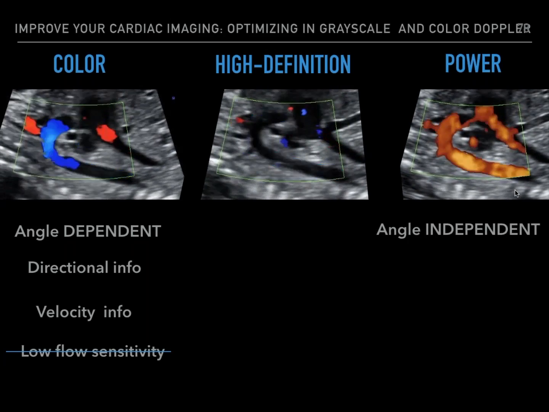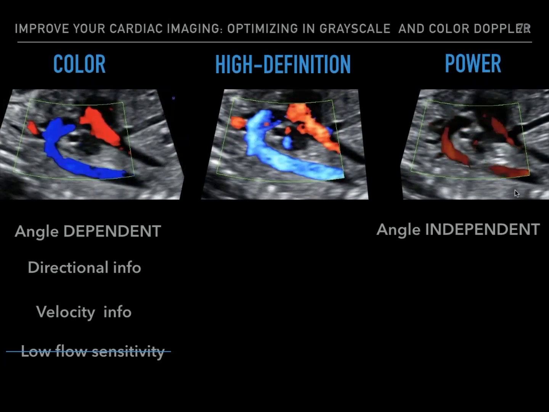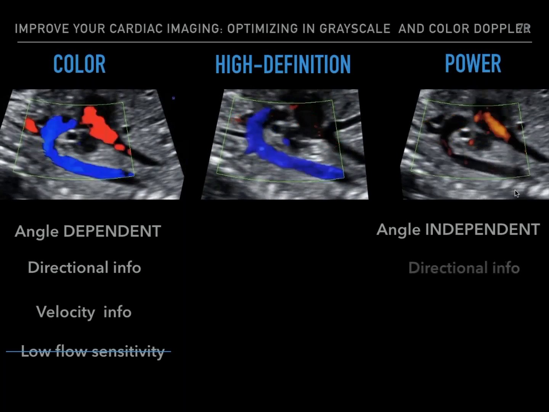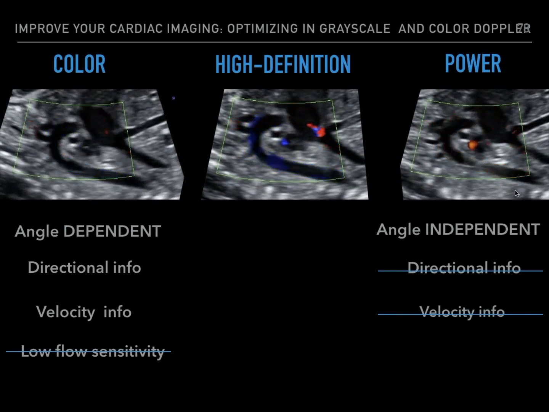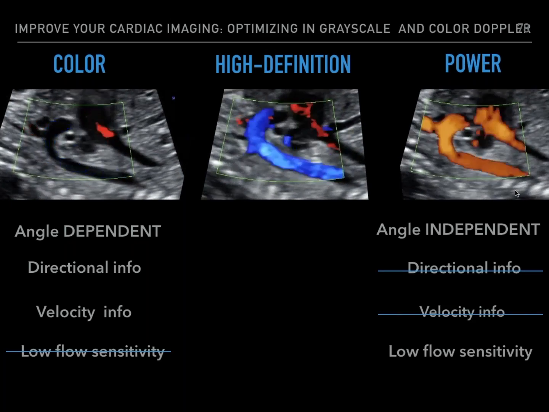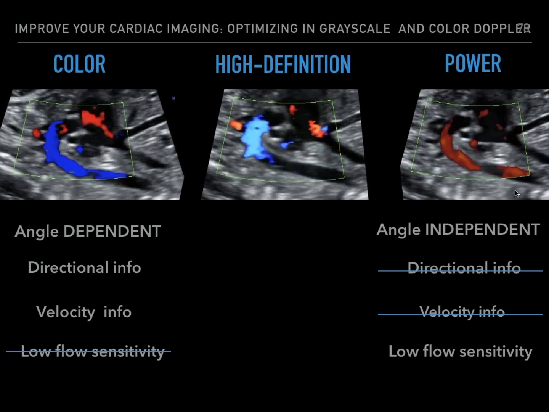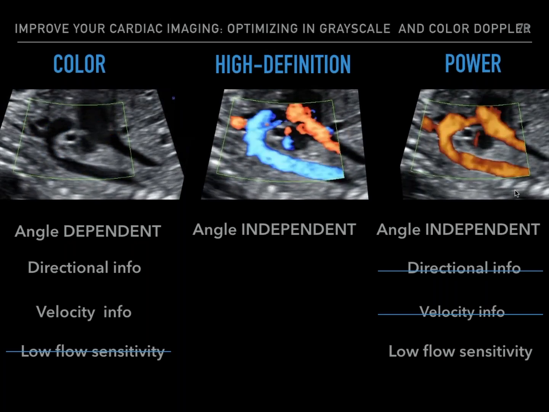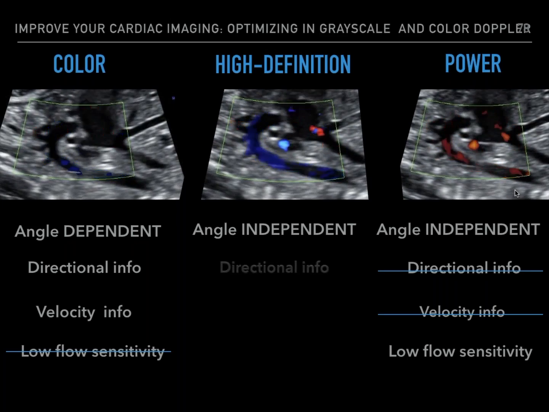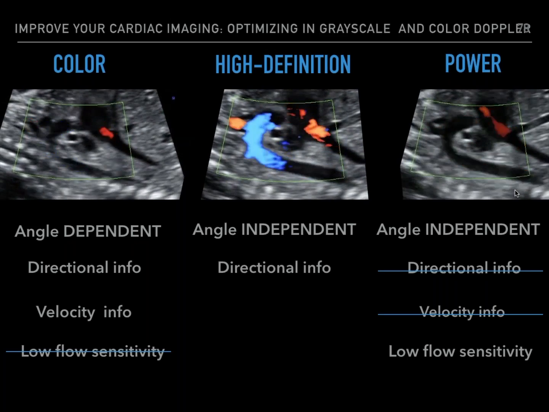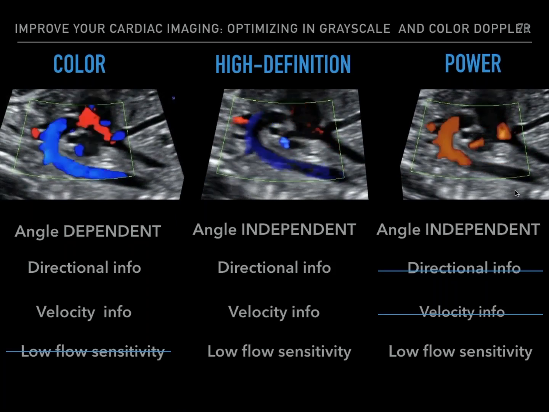Power Doppler is angle independent, being able to detect right angles to the beam, does not provide directional information, as we all know, and velocity information, and has the ability to have high detection for low flow sensitivity. High definition Doppler, on the other hand, is also angle independent, just like power Doppler, but also provides directional information, velocity information, and has the ability to detect low flow sensitivity.